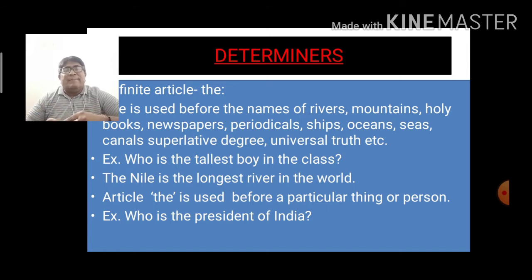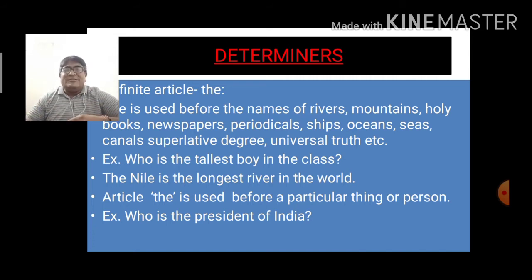Let's see the example. The sun rises in the east and sets in the west. It's a statement which is scientifically wrong, but we still use it in statements. Then, the moon shines brightly at night. So these are what we can call universal truths, which we use in our statements. So before a universal truth, we have to use the article "the". Then after that, the seven wonders of the world, we have to use the article "the" before it.